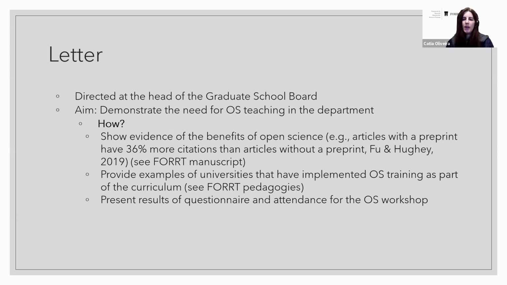We wanted to do this in a convincing way, both sharing that there was a need from ECRs for open science to be taught as part of the curriculum, but also that it would be beneficial for the department to do so. So we showed clear evidence of the benefits of open science, namely by showing that, for example, articles with a preprint have more citations than those that do not. But see the FORRT manuscript, where they showcase the benefits both for students and for the wider science and society.